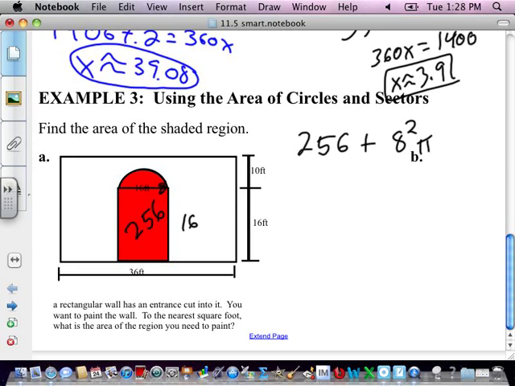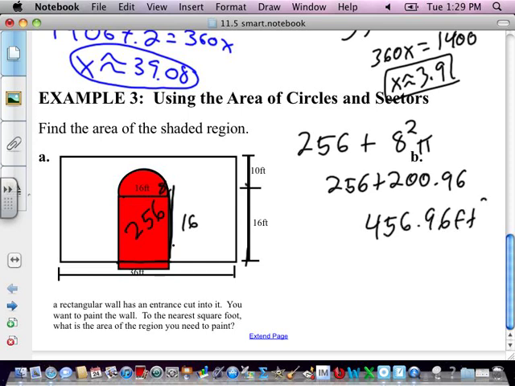I know this length right here is 16, and I know this height is 16. Where did that 8 go? Since this length right here is 16, half of it would have to be 8. So we're going to do 8 squared times pi. I'm doing 3.14 for the math. We're going to add that to 256. We get 456.96.